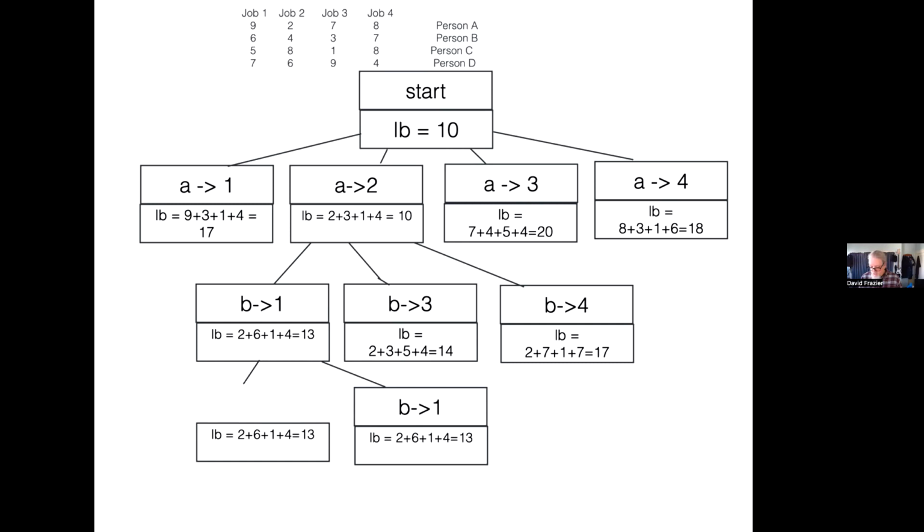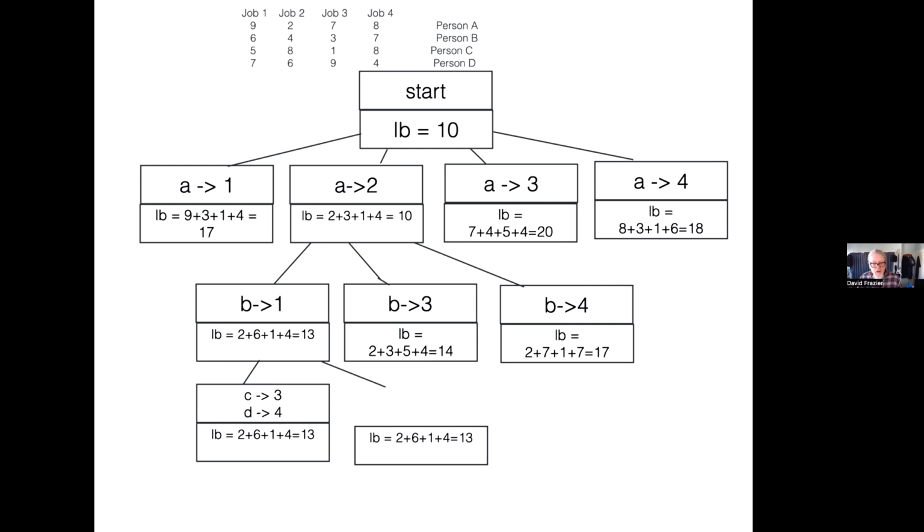So what we have left here then, we can have C taking job 3, which implies that D is taking job 4. Okay. Again, we've got A taking 2, B taking 1. Okay. Or we can have that C is taking job 4, which means that D is taking job 3.